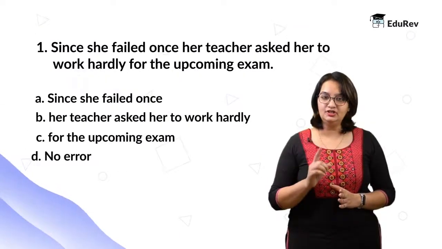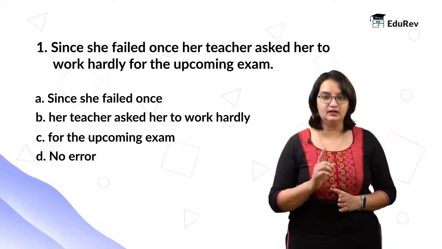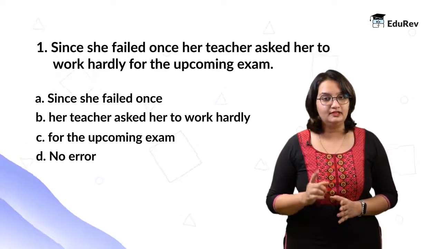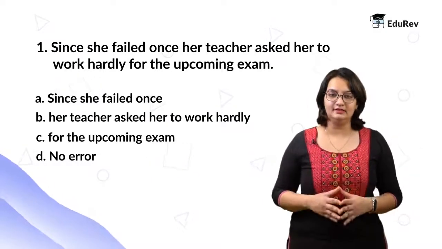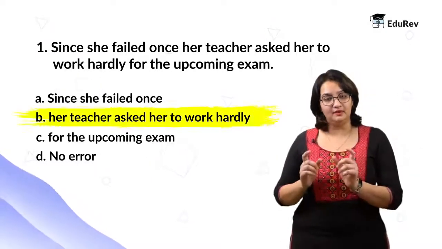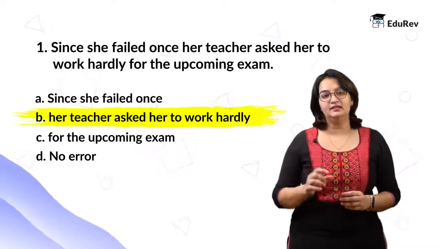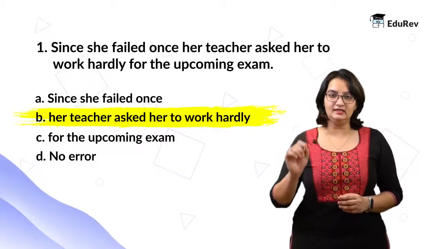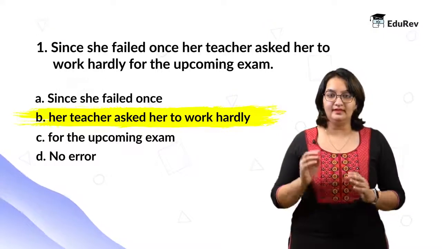Option A, since she failed once. Option B, her teacher asked her to work hardly. Option C, for the upcoming exam. And option D, no error. So, in this statement, the part B of the statement is wrong. Why? Because the teacher is not asking the student to work hardly. In case of this particular adverb, hardly, it means scarcely or very little.